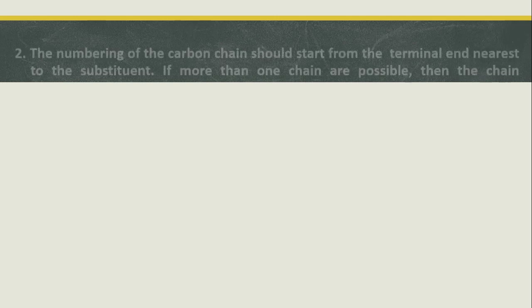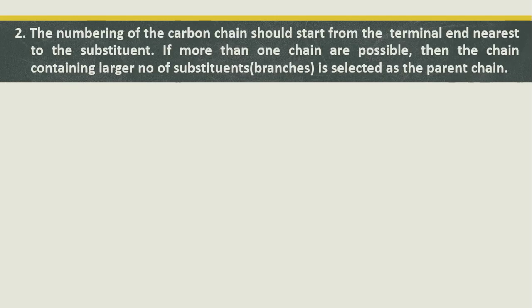Okay, let's move to the second rule. The second rule states that the numbering of the carbon chain should start from the end that is nearest to the substituent or the branching. And similarly, if there is more than one chain possible, then the chain which contains the larger number of substituents is to be selected as the parent chain. This point we have already described. So let's see how to number the carbon chain.